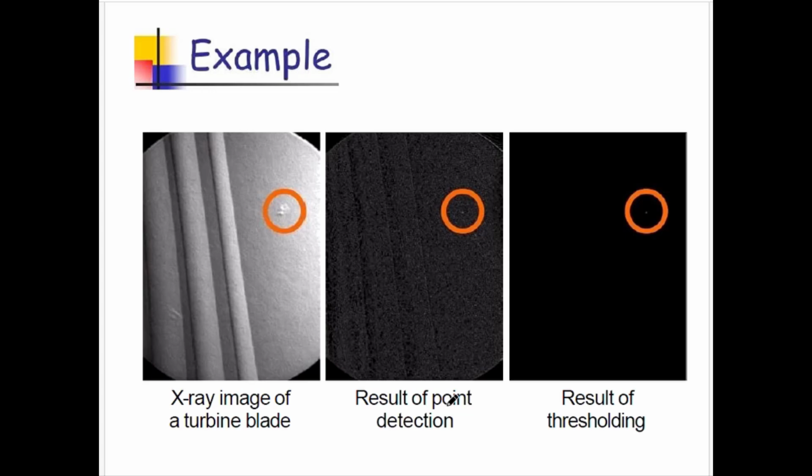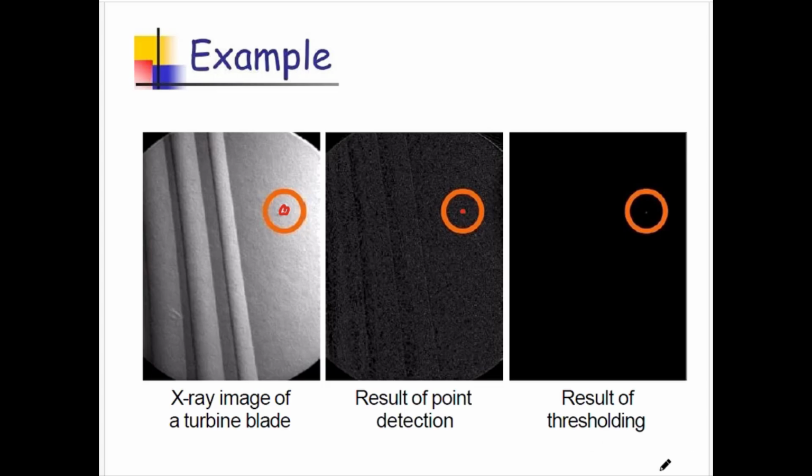See the examples. First is an X-ray image of the turbine blade. The second one, result of point detection. See here is the point. Here is the point. The circular one is the point. Yes, here the point is detected. Here the point is detected.